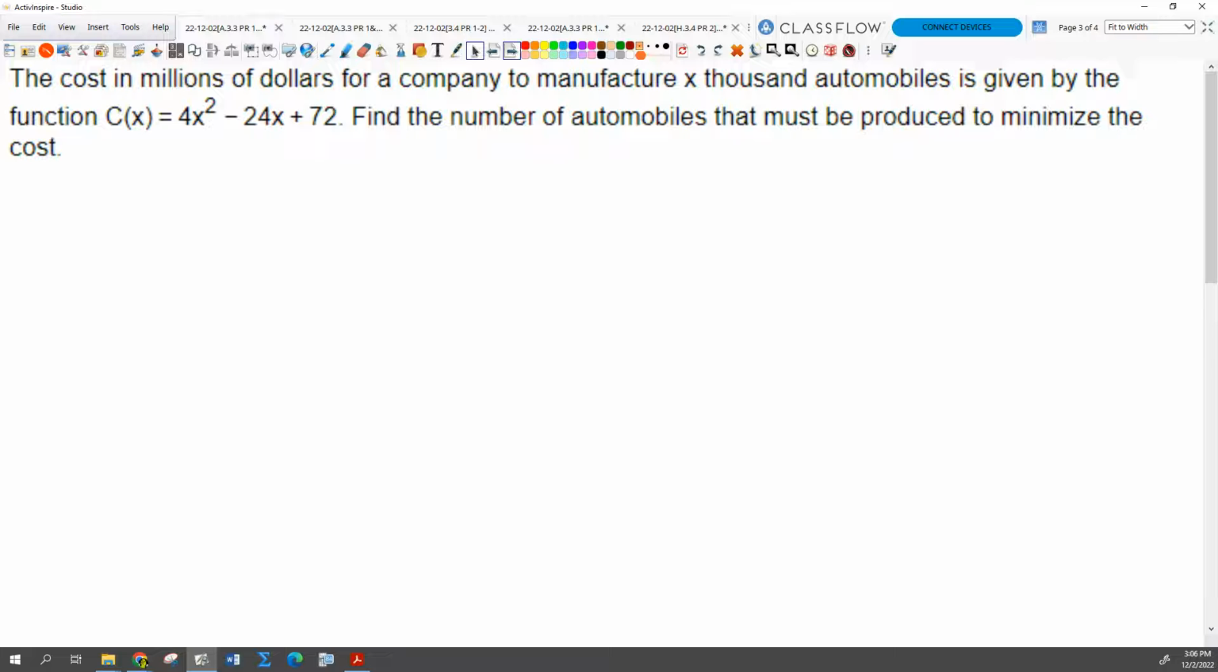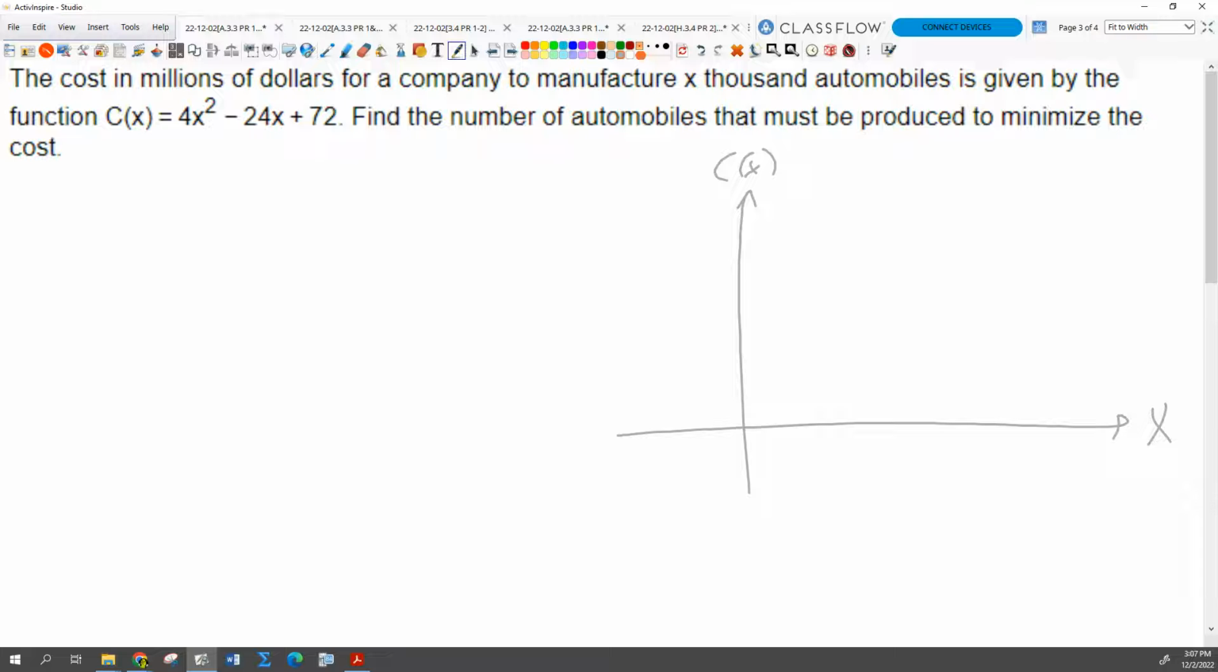Okay, so what do we do then? Well, if we want to minimize cost, think about this in terms of a graph. So for our function, what's the quantity that we're going to attach to the vertical axis? C of x. That's the output variable. Input variable, x. Remember, x is the number of automobiles in thousands that's going to produce an output cost of C of x in millions.